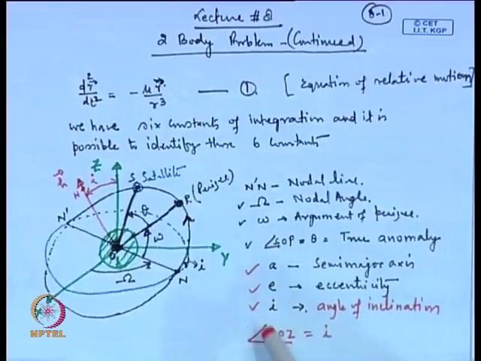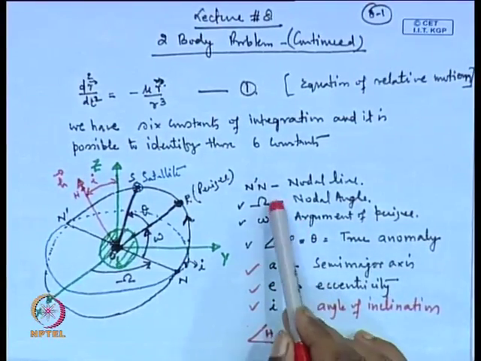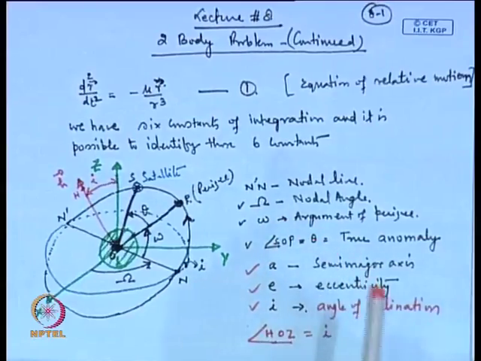Orbit determination in this case we will define as: given the initial position, the 6 components of the position, and the initial velocity, the 6 components of the velocity vector, find out these 6 parameters, which are A, E, I, capital omega, small omega, and theta.